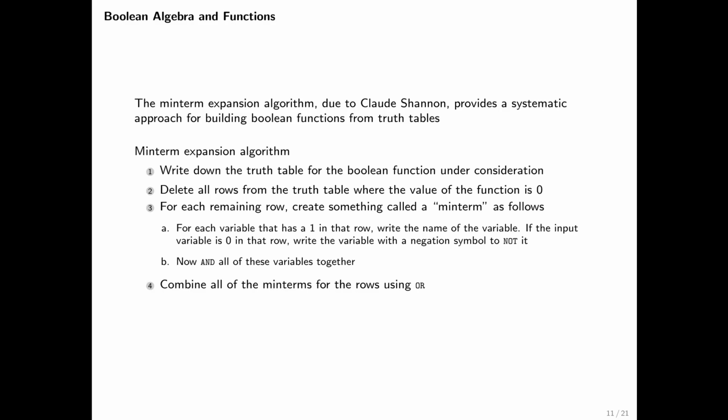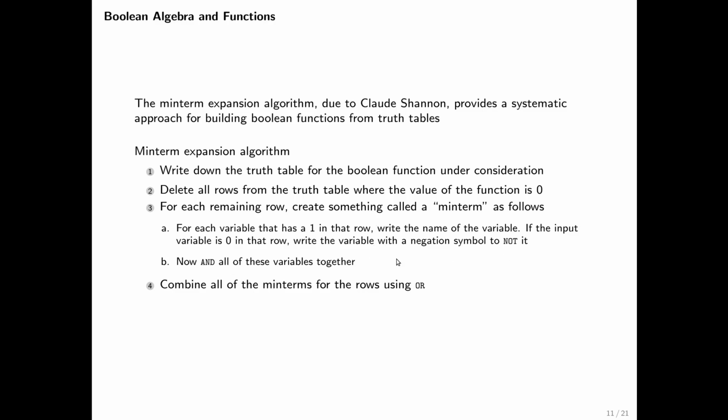So the first step in the process is to write down the truth table for the Boolean function that you're considering. And then we simply delete all the rows from the truth table where the value of the function is 0. Okay? So if you see a row where the output is 0, simply delete that row. Now for each remaining row, what you do is you create what is called a min-term. And you do that by following these two steps.